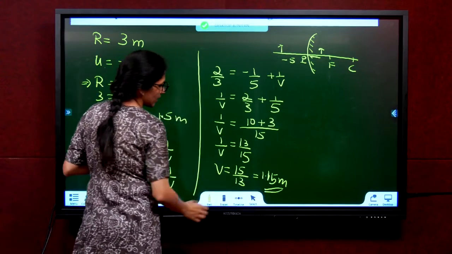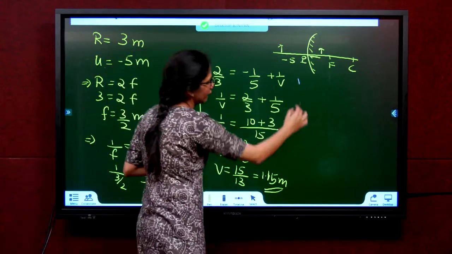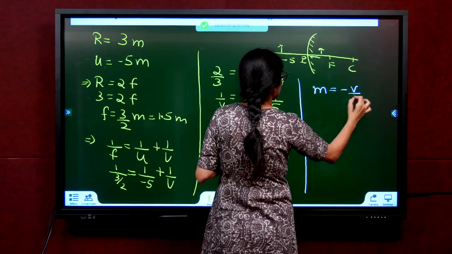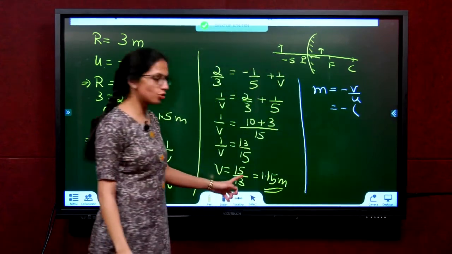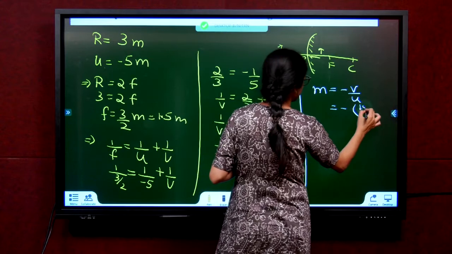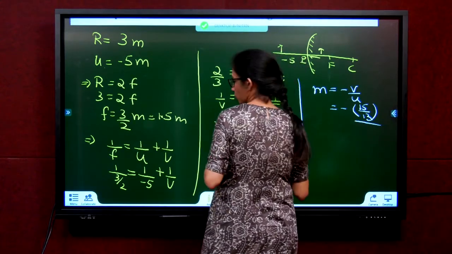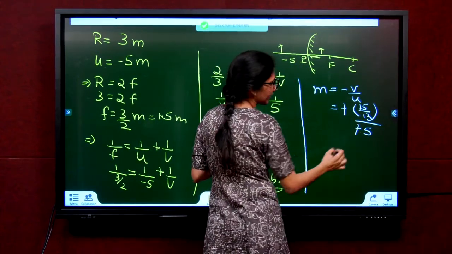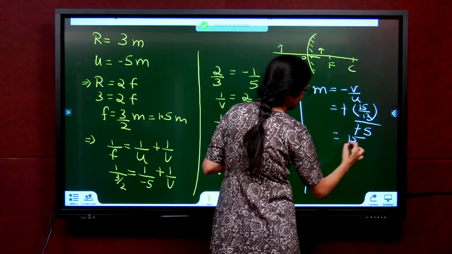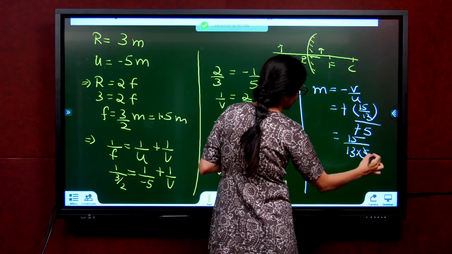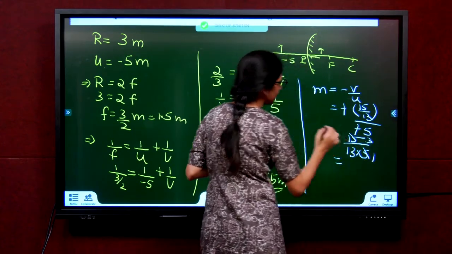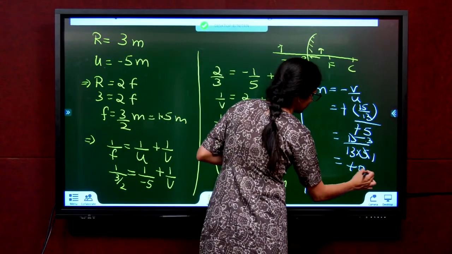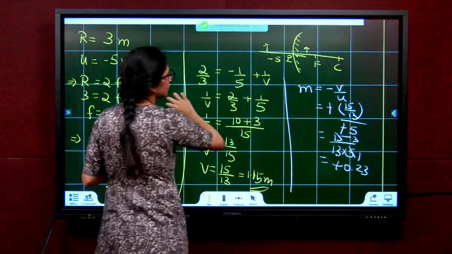We got the position. Let us now find the nature and size. How do you find the nature and size? M is equal to, what's the third point? Use M equals minus V by U. M is equal to minus, what is V? Please use the fraction, 15 by 13, divided by U. What is U? Minus 5. Minus minus cancels. 15 by 13 into 5. 5s cancel, 3 divided by 13. How much is that? You'll get plus 0.23.